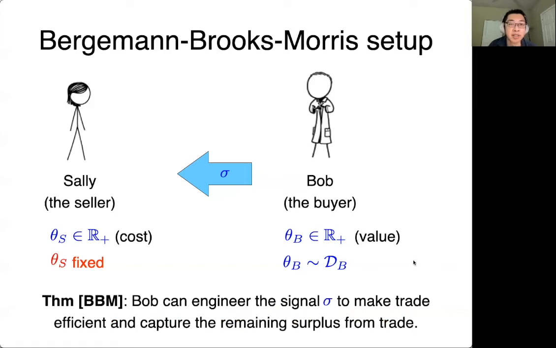And the main result of the paper of Bergemann-Brooks-Morris can be summarized in the following sentence. So Bob has a way to send the signal so that the trade will be efficient, and Bob will be the one to capture the remaining surplus from trade.